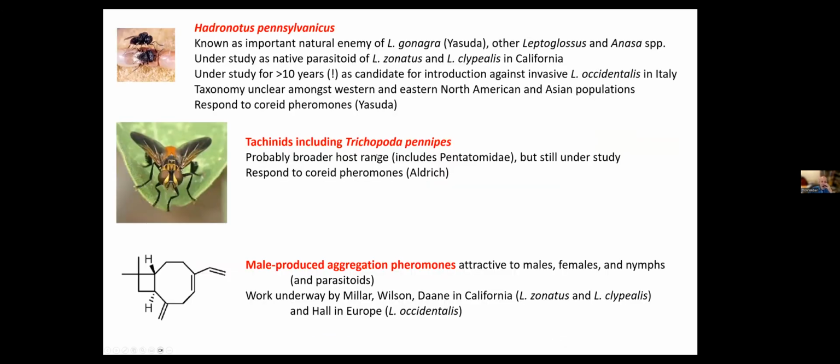All right, there are some others. This is Hadronotus pennsylvanicus at the top. I don't want to go into all the details, but they are a parasitoid of multiple Leptoglossus and Anasa species. And we don't know whether maybe they're different populations because they're all over the place in terms of geography. There are tachinids, including this very, very beautiful Trichopoda pennipes, that have a broader host range. They go to pentatomids and they respond to those pheromones.